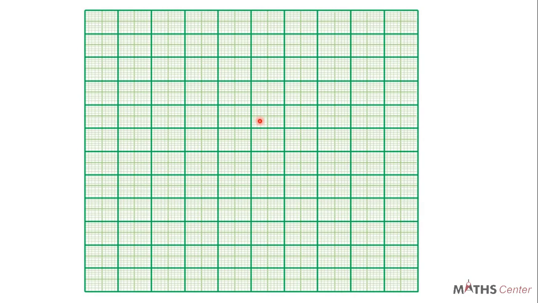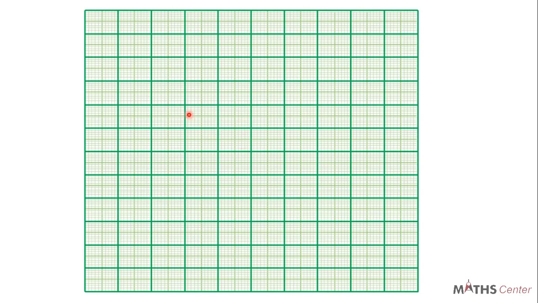So on our graph sheet, we have the thick lines and the thin lines. The thick lines are called major grid lines. So all the thick lines that you see here are known as major grid lines. And the thin lines between them are known as minor grid lines. So the thick lines here are called major grid lines and the thin lines are called minor grid lines.